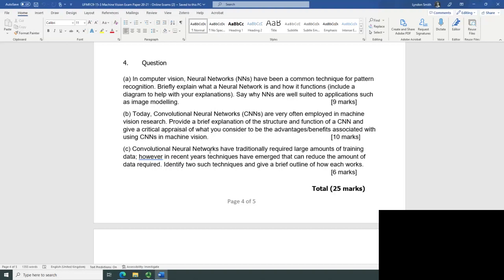Okay. Today, convolutional neural networks are often employed in machine vision research. Provide a brief explanation of the structure and function of CNN. Give a critical appraisal of what you consider to be the advantages and benefits associated with using CNN in machine vision. So what's the structure of this thing?